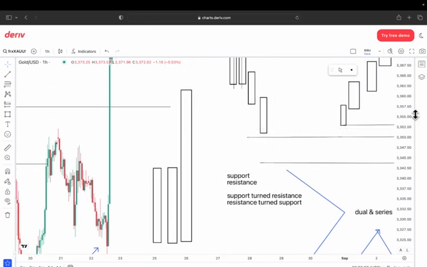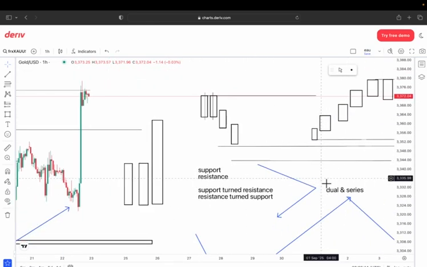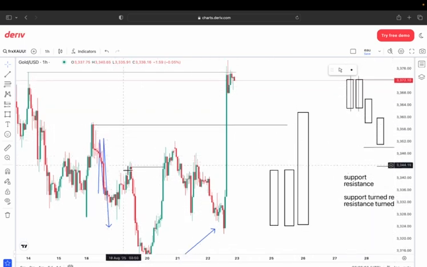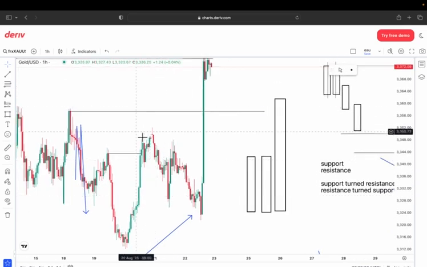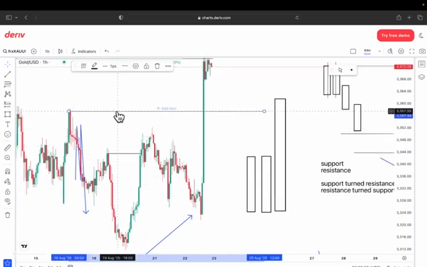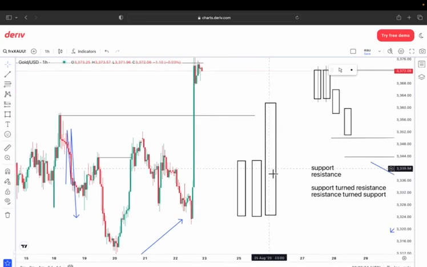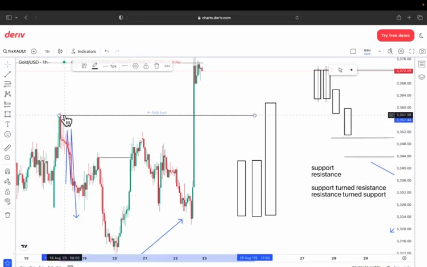So now we're going to talk about the support turn resistance. Now what's the support turn resistance? It's simply saying that the support initially did not hold. For example, if you remember, I said something. I said this guy. What is that guy? Okay, this guy is a valid resistance, right? This one we're talking about now is resistance turn support. Now this is a valid resistance.